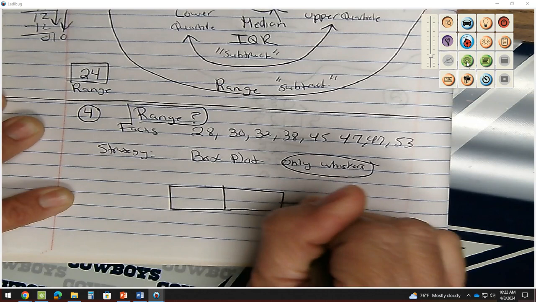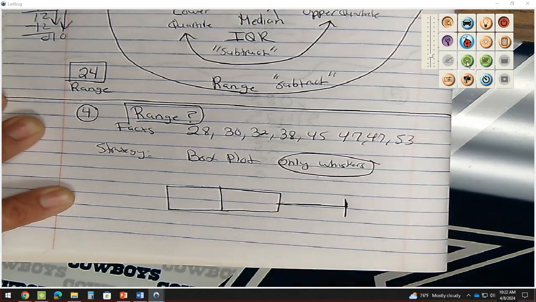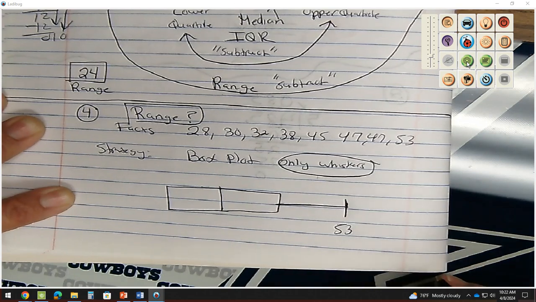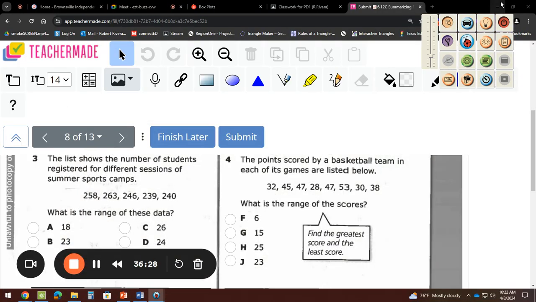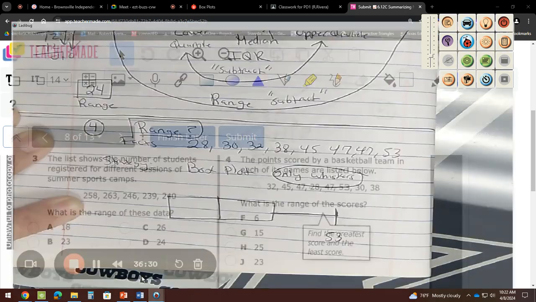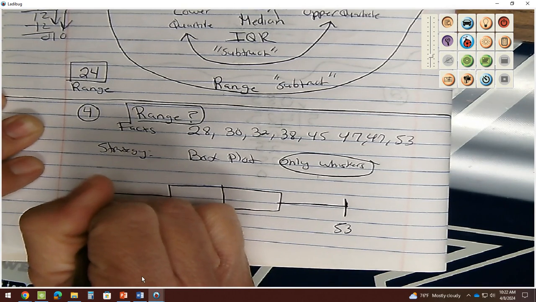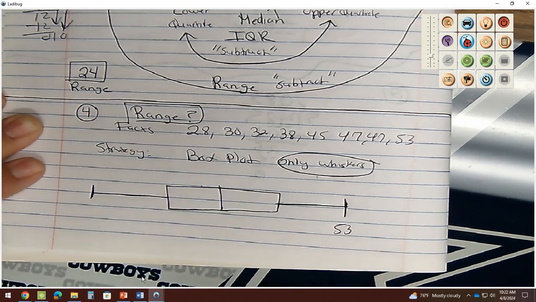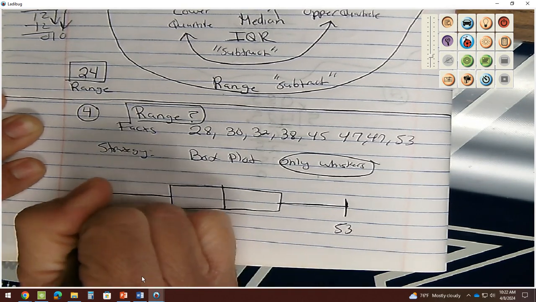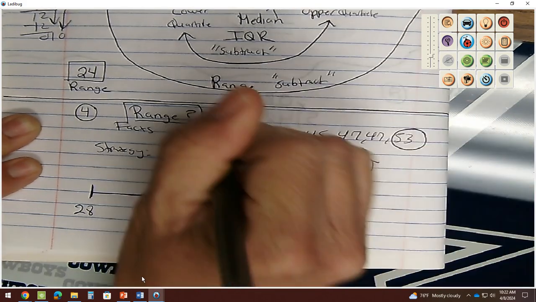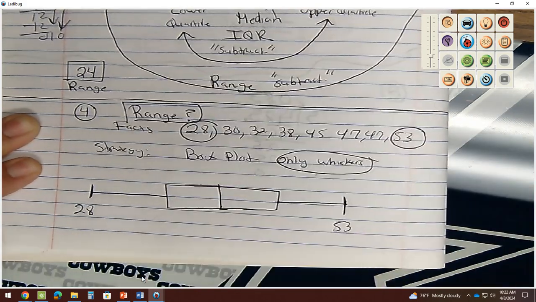So draw a whisker. And who's the first upper extreme? 53. That's called the upper extreme. That's called the maximum. Okay. And I care about the other whisker. And draw your line there. And who's the lower extreme? 28. That's all I care about. The upper and the lower. Circle them right there. I just care about them.